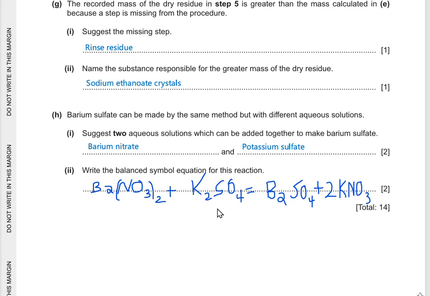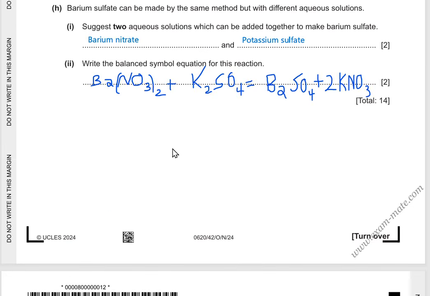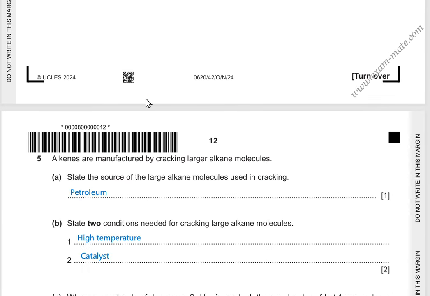So Ba(NO3)2 plus K2SO4 equals BaSO4 plus 2KNO3. The second one can be any metal that is soluble with sulfate. But usually potassium, sodium, and ammonium are the normal ones.